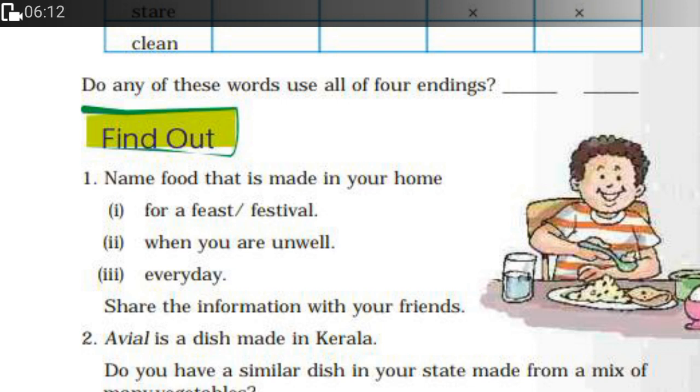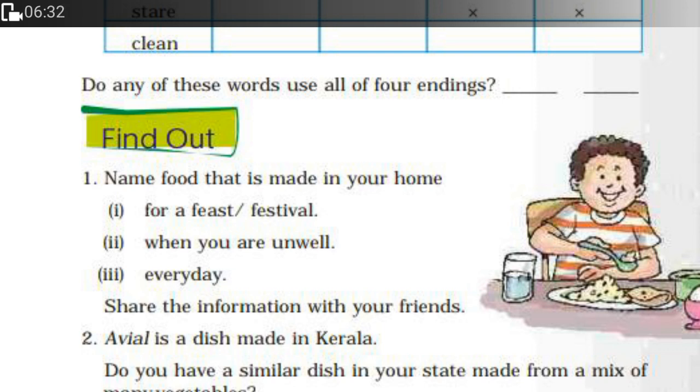Festival is when you're celebrating for an occasion, and feast can also be a celebration, but it's mostly a family gathering so that they can eat together, especially on Sundays when everyone has an off, so they can have lunch or dinner together.